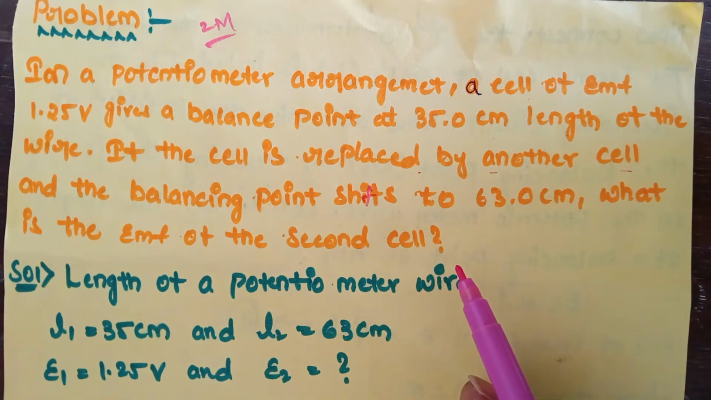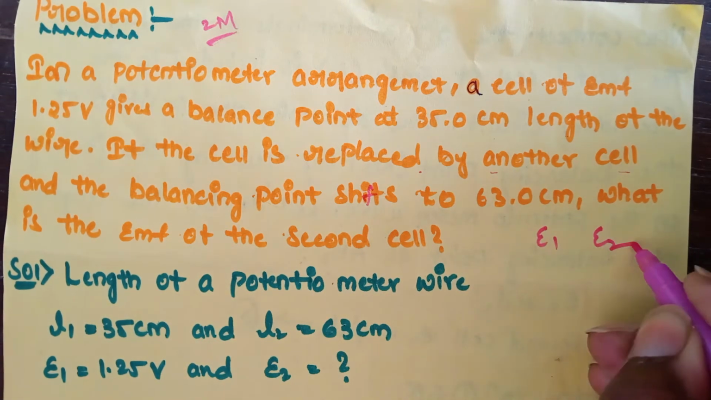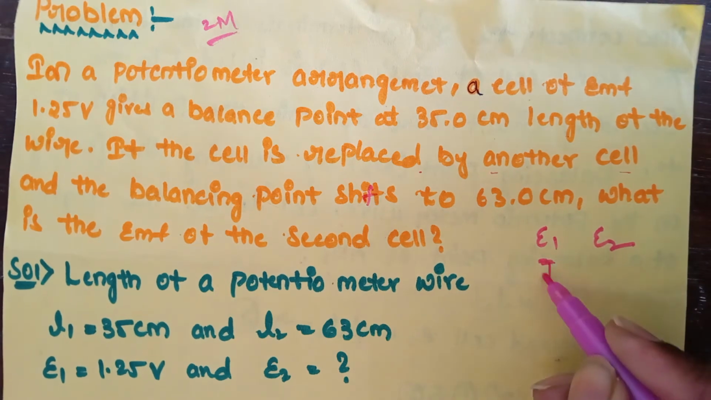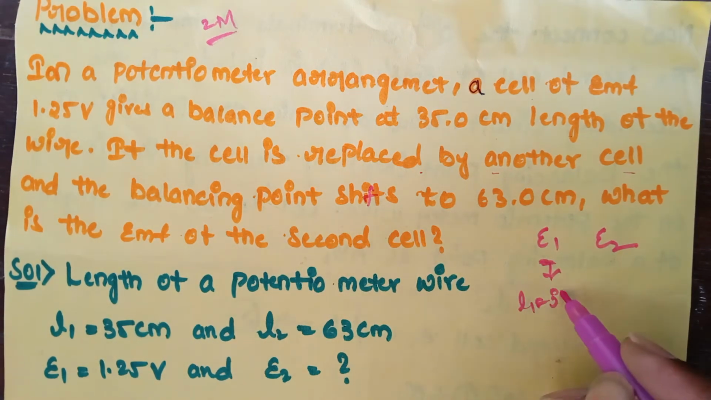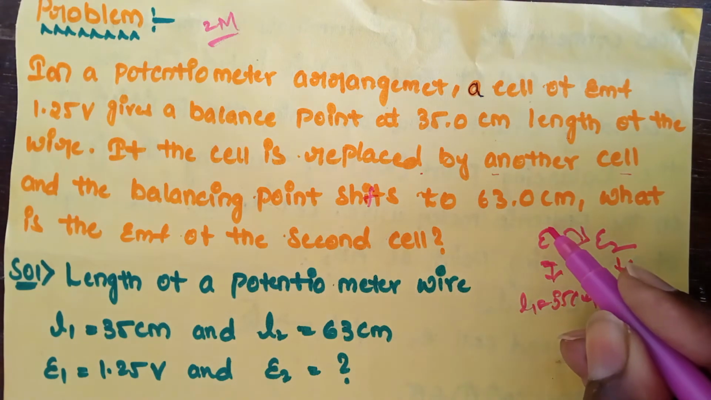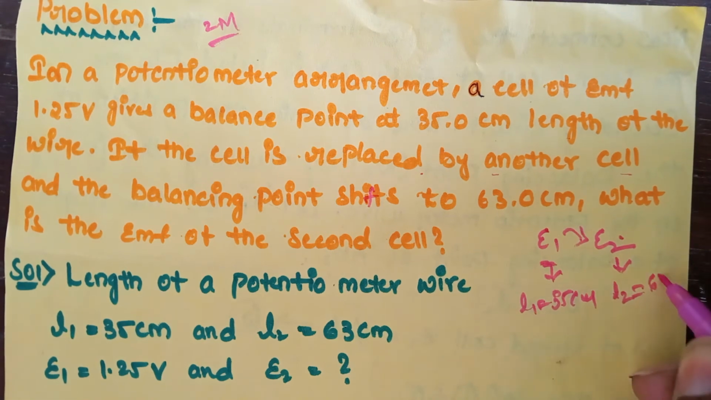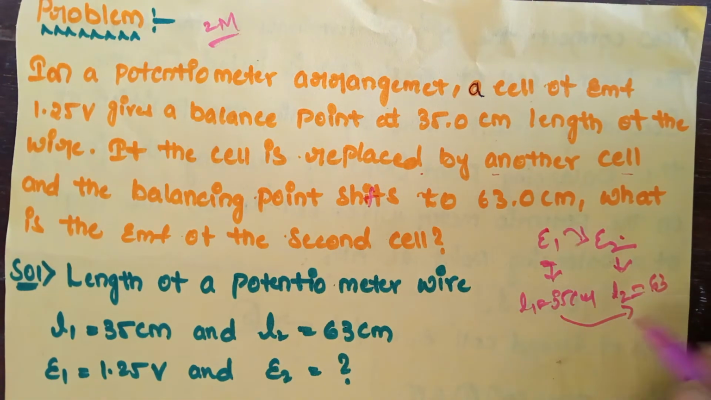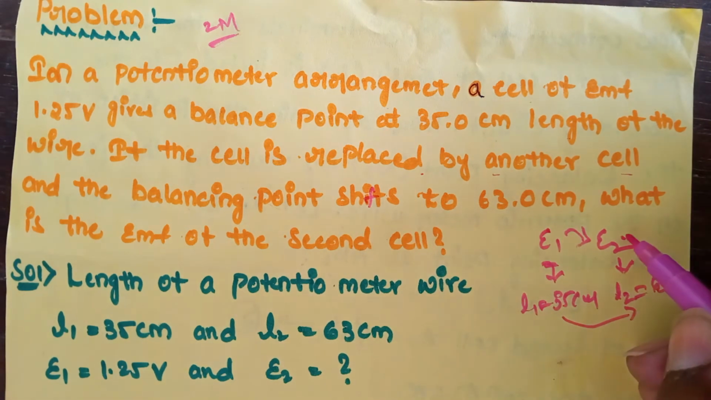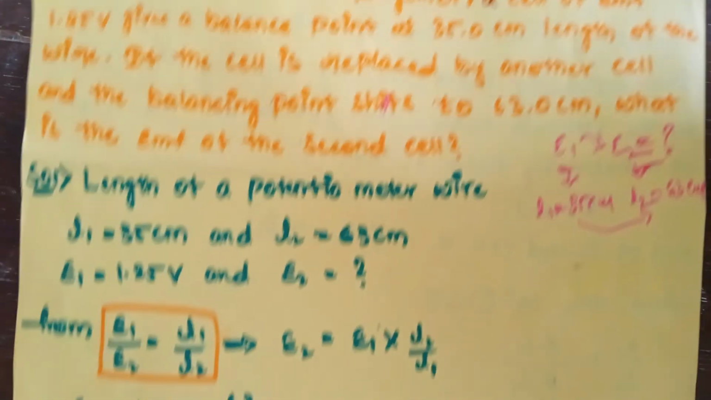In the diagram, two cells are there: EMF of the first cell epsilon 1, EMF of the second cell epsilon 2. Now here the first cell is arranged at the length of the first balancing point, 35 centimeter. We replace the first cell with the second cell. So at that time the length of the balancing point changes from 35 centimeter to 63 centimeter. What we have to find out? The EMF of the second cell.